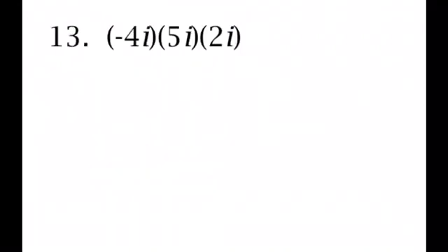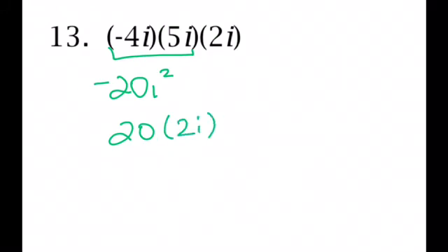Okay, the next one, we've got 3 different numbers being multiplied together, so just do 2 at a time. So I'm going to have negative 20 i to the 2nd, which is positive 20, and then I'm going to multiply by 2i, so that's 40i.